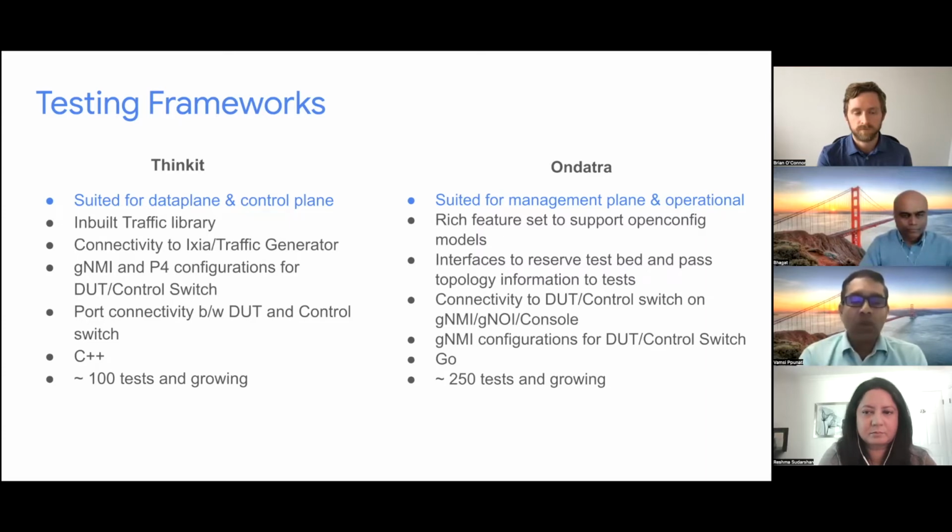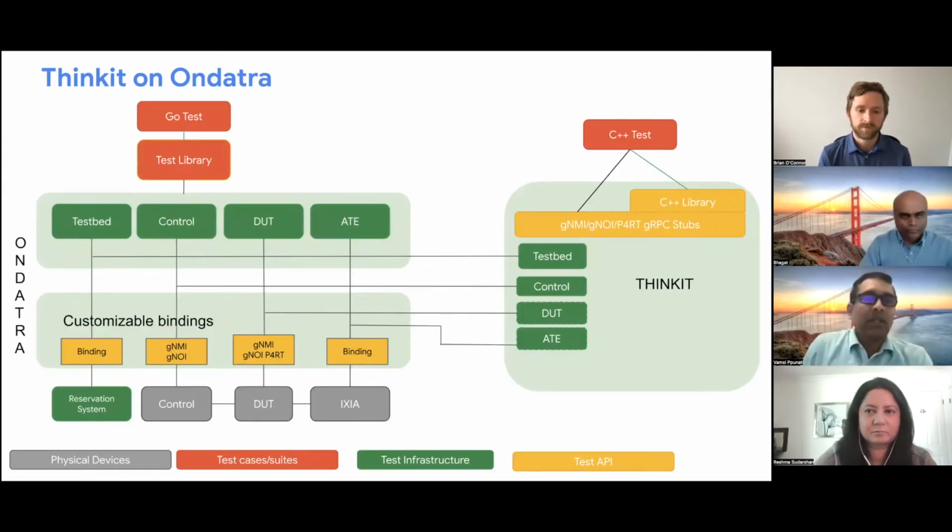And this is written in Go, and we have about 250 tests now, and this list is growing. So this is the ThinkIt on OnData. Instead of having two different frameworks, we are planning to have a single framework to run all the tests that we developed so far.